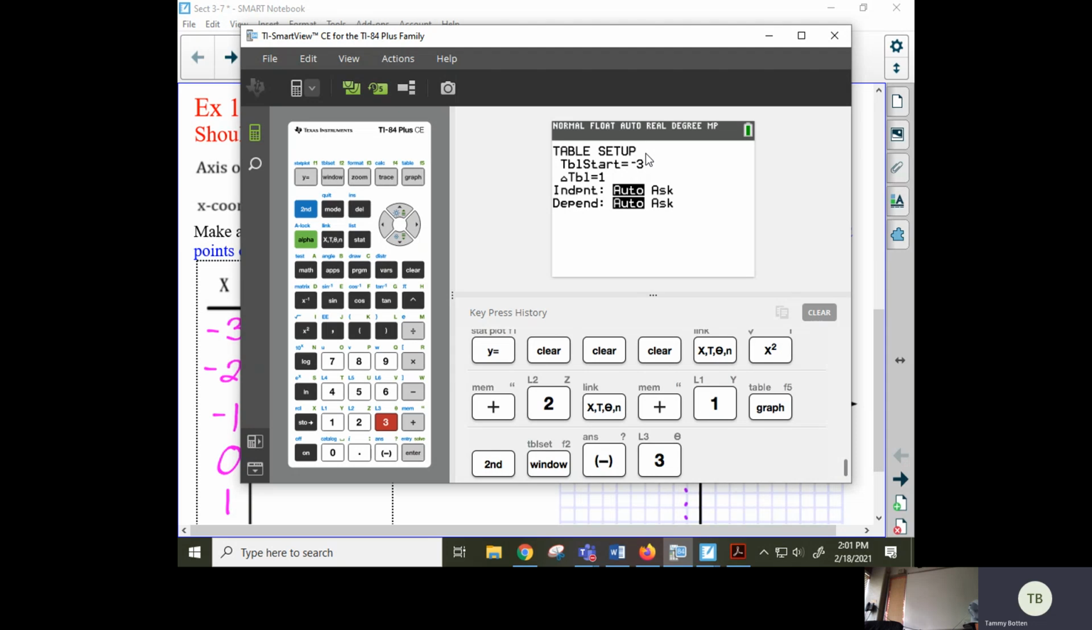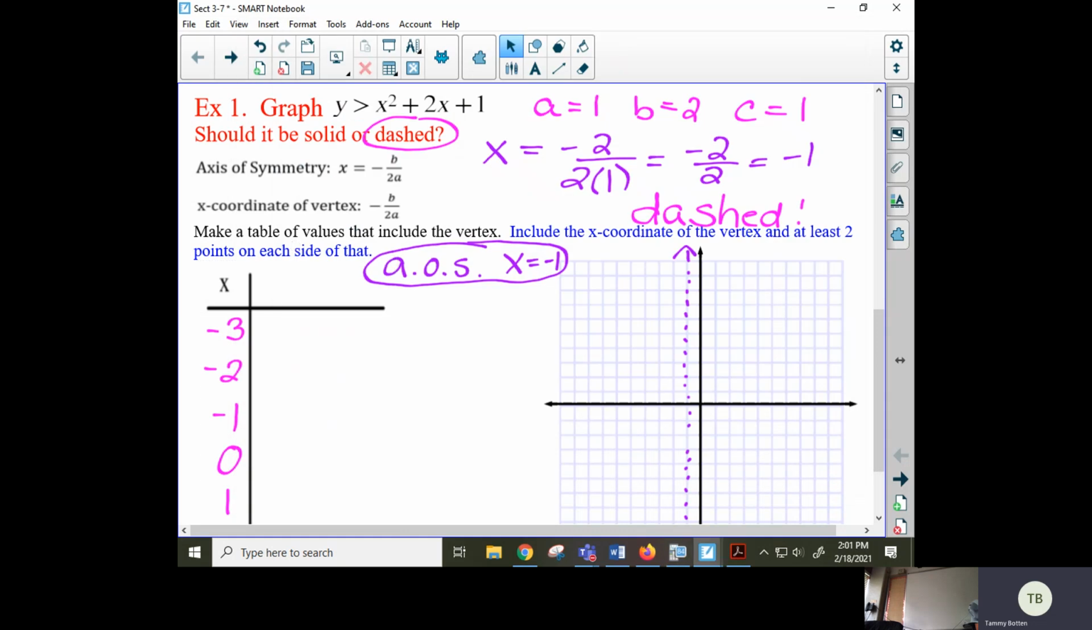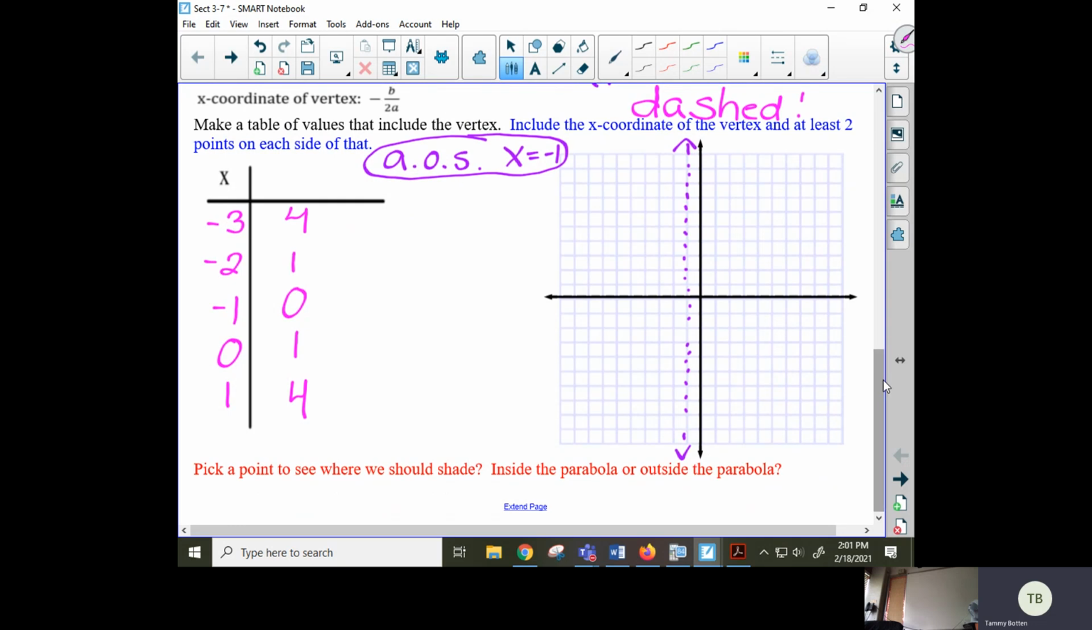Then to get to the actual table, you go second graph, and these first 5 things are my table values, okay? So -3 is 4, then it's 1, 0, 1, 4, okay? So back here, it's 4, 0, or 4, 1, 0, 1, 4. Everybody understand that? Okay.